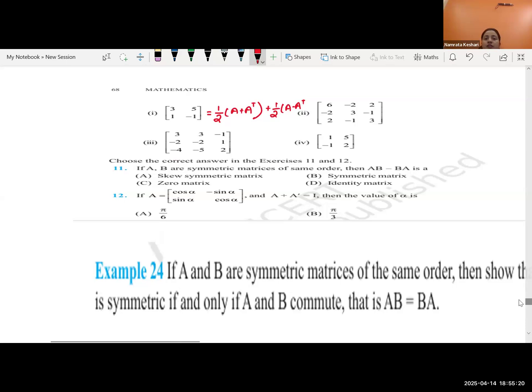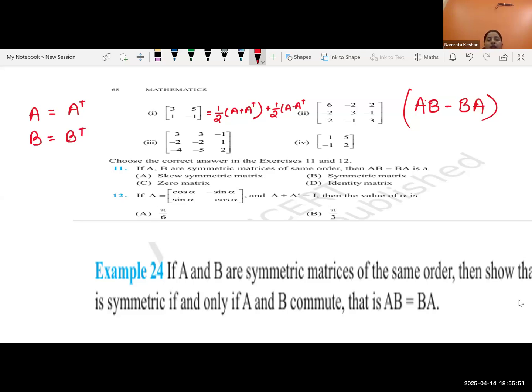Choose the correct answer in the given exercise. A and B are symmetric matrices of the same order. Then AB minus BA is 0? Let's see. A and B are symmetric matrices. If A is symmetric, we can write A and A transpose will be the same, right? Yes. And if B is a symmetric matrix, B and B transpose are the same matrix, right?